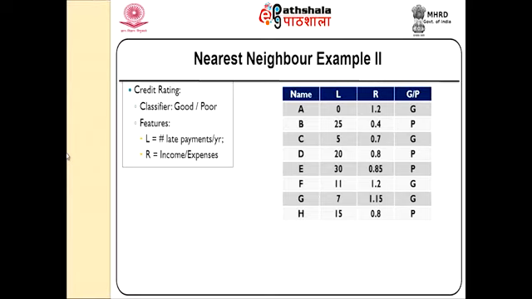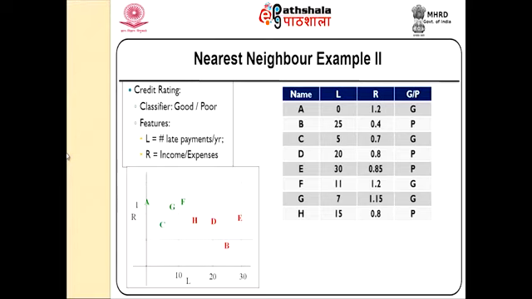So, you have that, and you have been given some training data, where G is good and P is poor. This is an example of a table that contains the names of the people, the parameter L, which is late payments per year, and a rating R, which is income divided by expenses. If R is greater than 1, that means income is greater, and you would see that for all of them it is greater. Sometimes, if the number of late payments is more and R is 0.8, you have a poor rating, but with only 5 late payments, even if R is 0.7, you give him a good rating. So, these are the training instances.